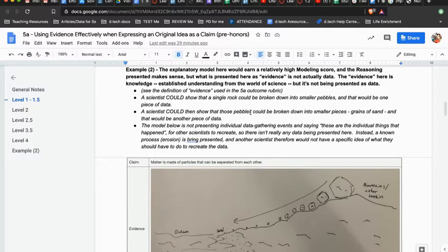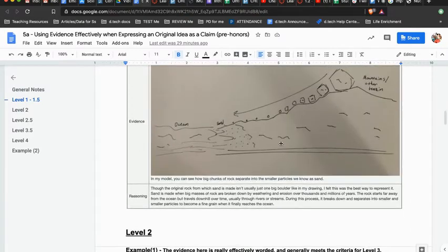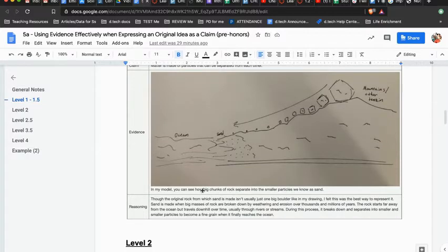Another discrete event, right? But when you summarize observations too much and just state a general theory, like a general observation, then you're just presenting knowledge that's already been accepted, and that's not the same as evidence. So you could say erosion happens, which is basically what this is saying, right? We know that big chunks of rock separate into smaller particles and that becomes sand, right? This is summarizing the process we call erosion. But that's not it.